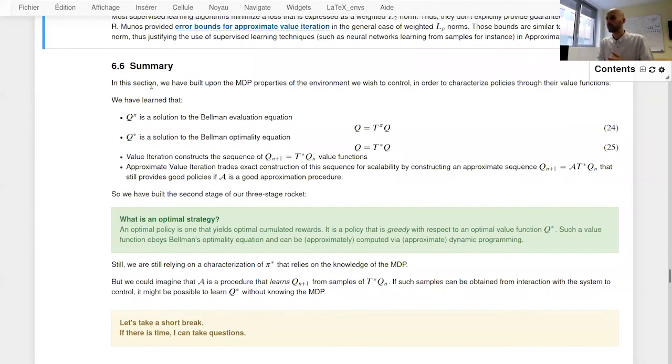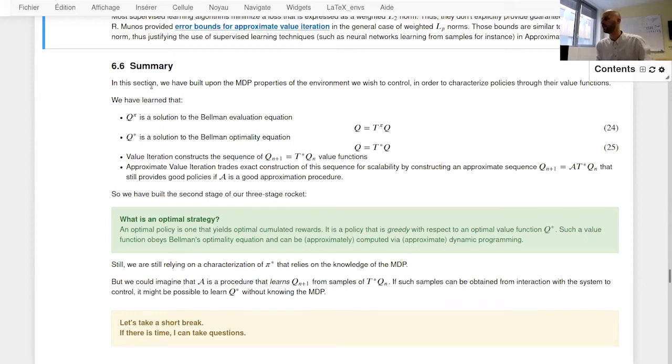So we actually have built the second stage of our three-stage rocket. The second stage was answering the question, what is an optimal strategy? How can I characterize an optimal strategy? And we have taken a value function approach to this. We have answered that an optimal policy is one that yields optimal accumulated rewards. It is a policy that is greedy with respect to an optimal value function Q*. And such a value function obeys Bellman's optimality equation and can be approximately computed via approximate dynamic programming, that is, approximate value iteration. Okay, so second stage, we now know how to compute optimal policies.